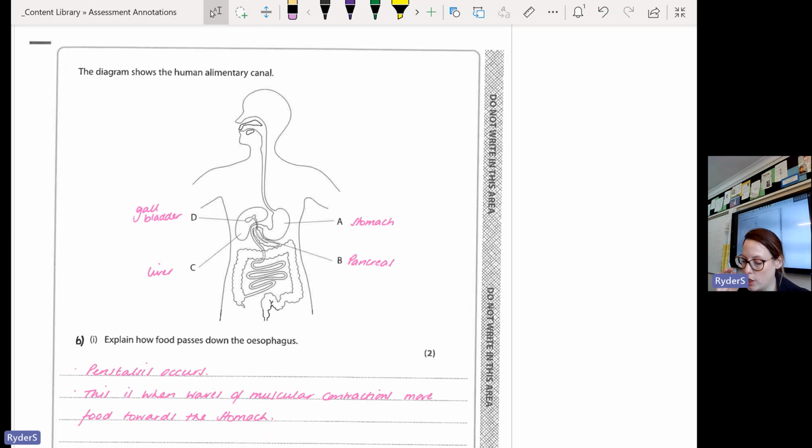Again, my top tip when you've got a diagram: label the bits. You might not know some of it, but as long as you label what you definitely do know, you will know that this is the stomach, and you should know that C is the liver.